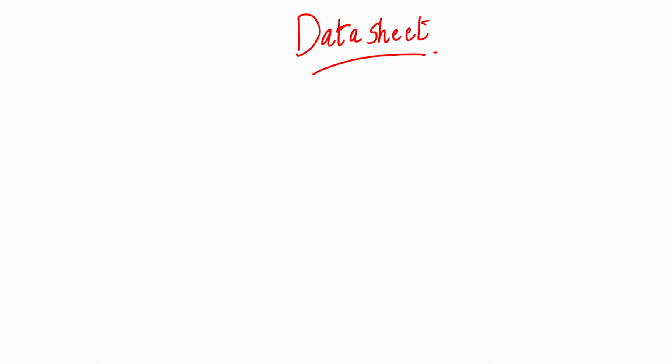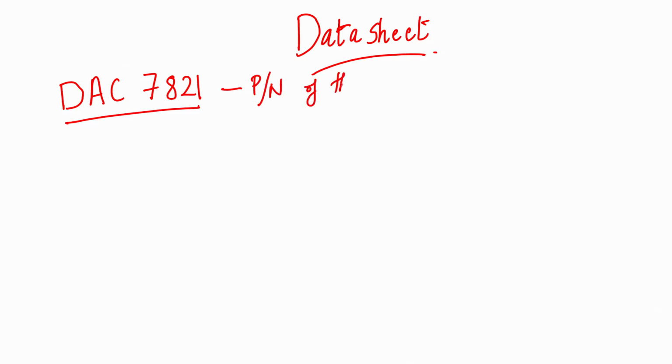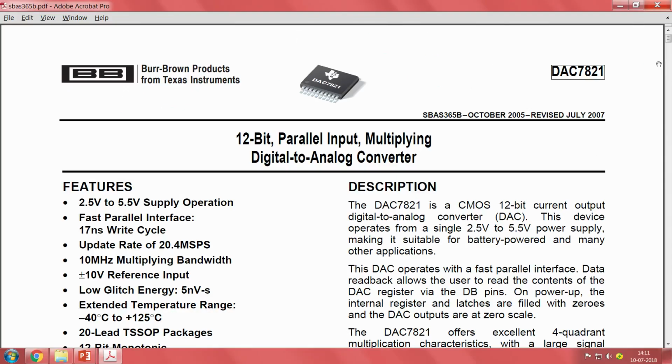We will be seeing the data sheet as we discussed. So, what is the IC name again? It is DAC 7821. This is the part number of the IC that we are using. This is the digital to analog converter IC that we will be using, DAC 7821. So, now let us just see the data sheet.